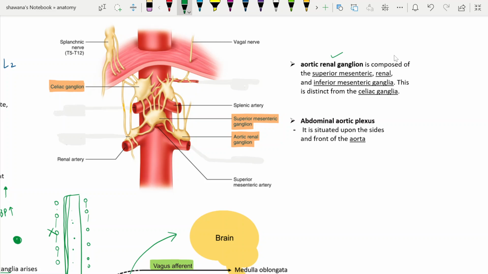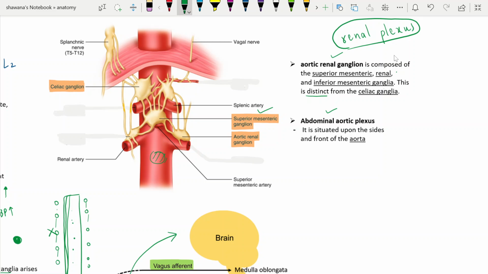Okay, other ganglia, not only the celiac ganglion, there are two other major ganglia: the aorticorenal ganglion and the abdominal aortic plexus. They also have some influence when innervating the kidney. The aorticorenal ganglion is composed of the superior mesenteric, renal, and inferior mesenteric ganglion. This is the superior mesenteric ganglion, and somewhat here will be the inferior mesenteric ganglion. Okay, and this is distinct from the celiac ganglion. The renal plexus is formed from fibers from different ganglia, but the celiac is the important one.